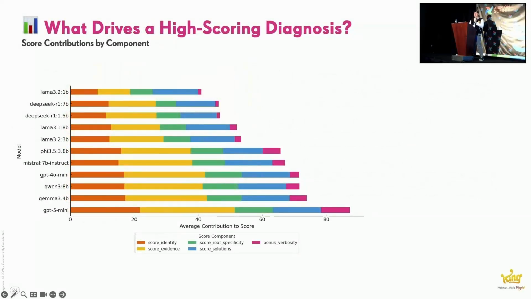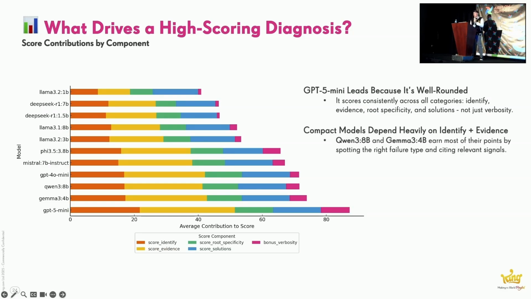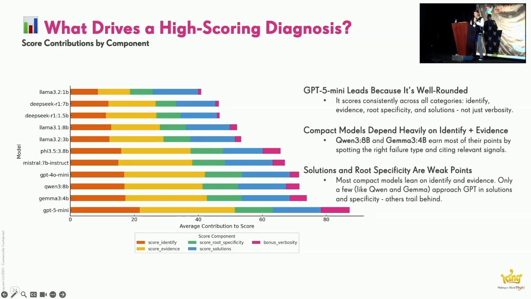So what's driving a high scoring diagnosis? Well, GPT-5 leads because it's well-rounded, right? It leads across all these 4 core areas: identification, evidence, root specificity, and solutions. It's not just verbose. Some of these compact models tend to rely heavily on identification and evidence. Qwen and Gemma seem to be particularly good at spotting the right failure type and picking up on relevant signals. But when it comes to precision, most of the compact models seem to fall short. Qwen and Gemma seem to come closer in these areas, though.